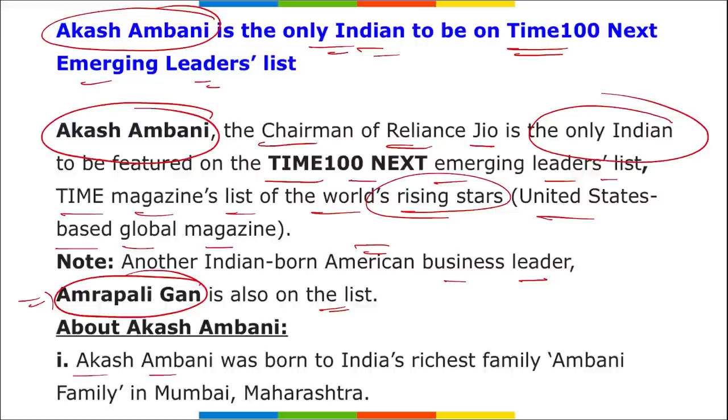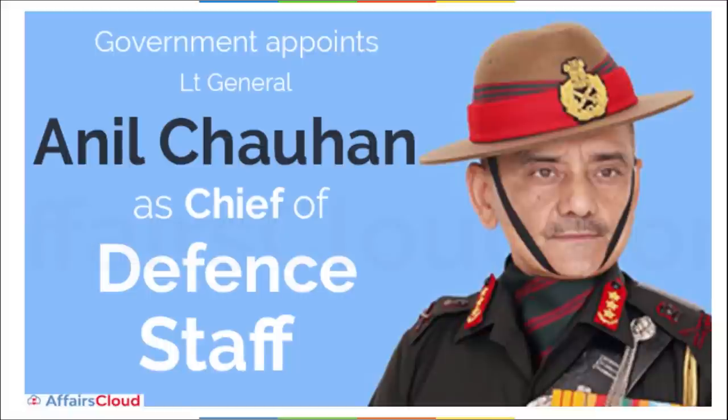And we know Akash Ambani, as we just mentioned, is the chairman of Reliance Jio, and he was born to one of the richest families, the Ambani family in Mumbai, Maharashtra, and he lives, as we know, in his house named Antilia. Moving on to the important news of the day, friends, take a note of it.